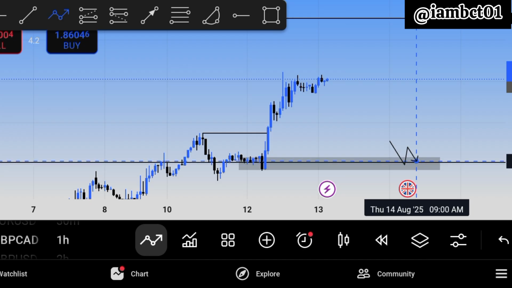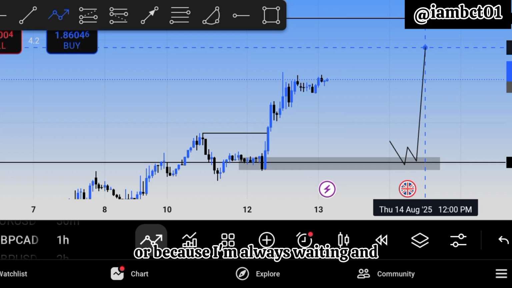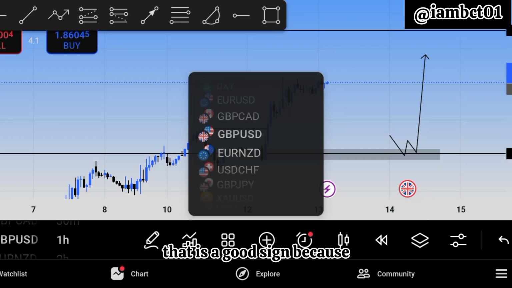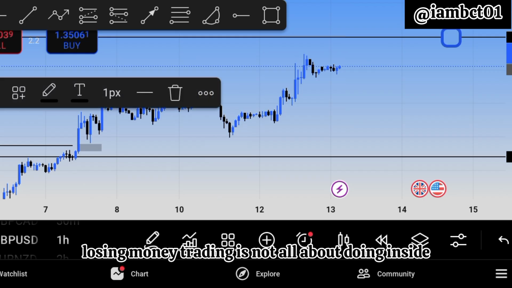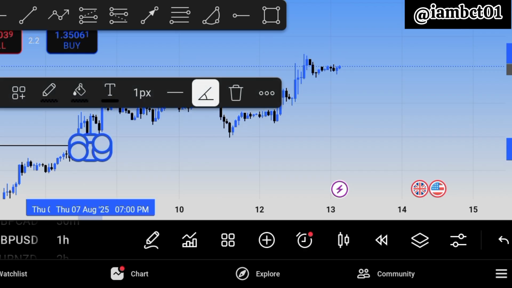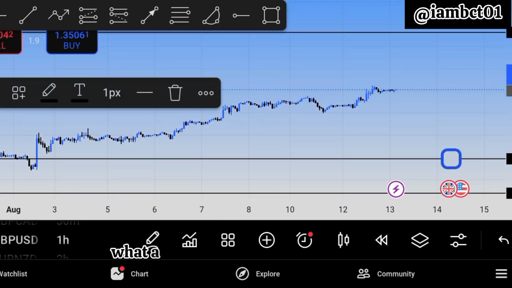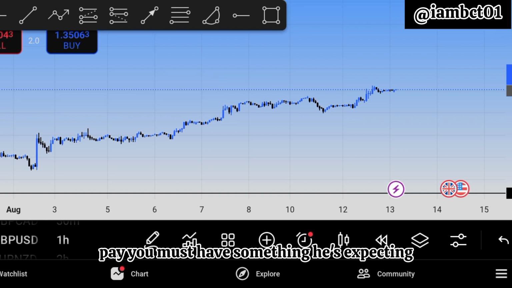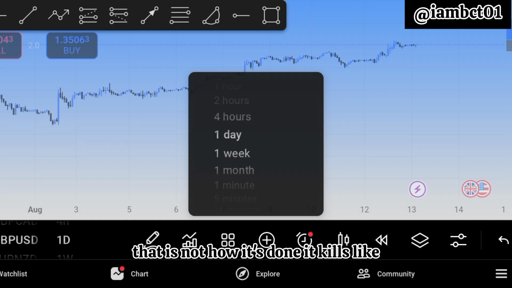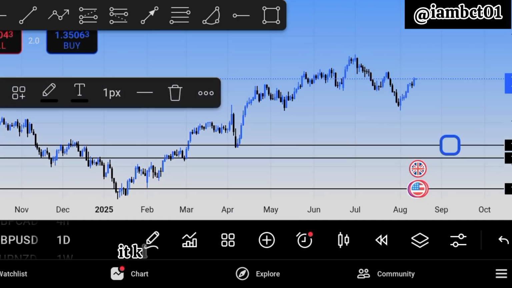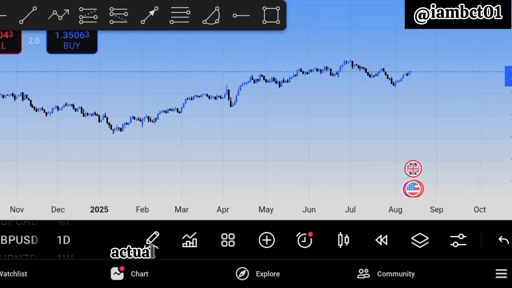Trading is 90% waiting. Sometimes I ask myself, am I actually trading, or am I always waiting? And that is a good sign, because whenever you're always trading, you're always losing money. Trading is not all about being inside a trade. Most of the time it's only a new trader that, whenever you ask him what he is looking at on a particular day, must have something he's expecting for the day. That is not how it's done. It kills your enthusiasm for the market, because you're going to lose a lot of money actually.